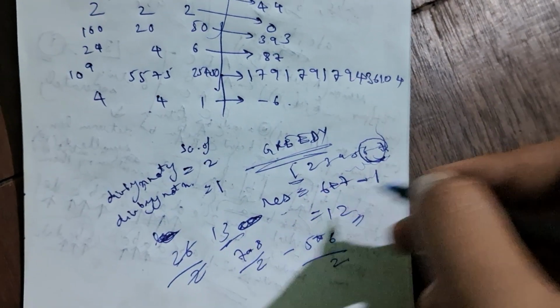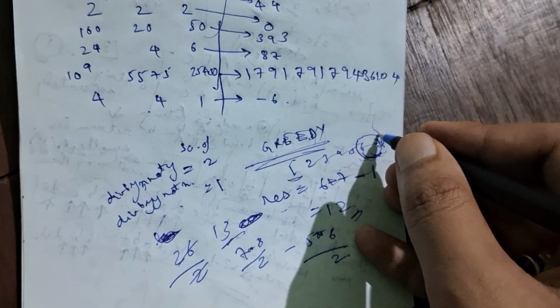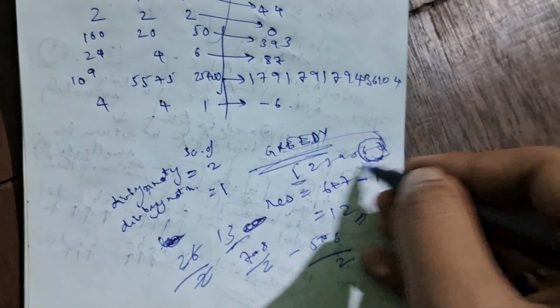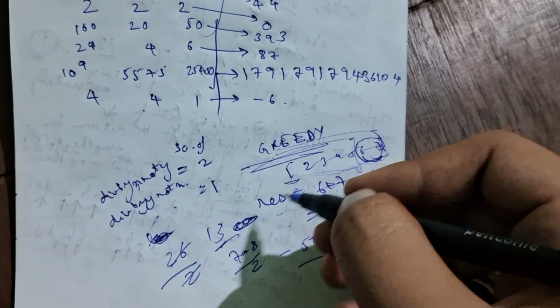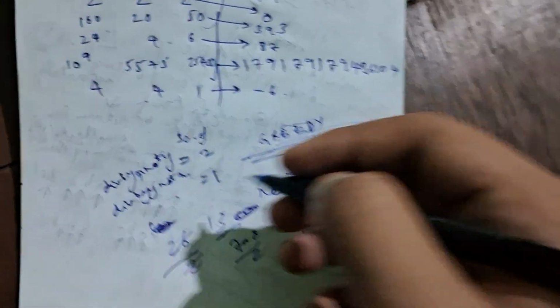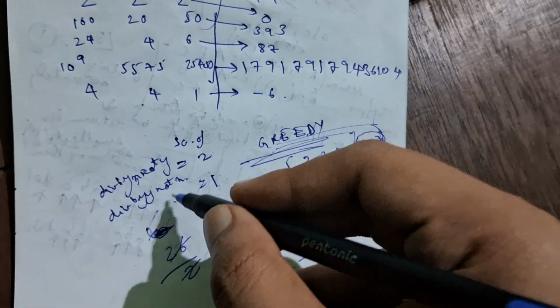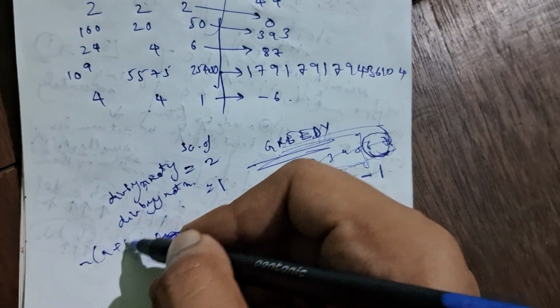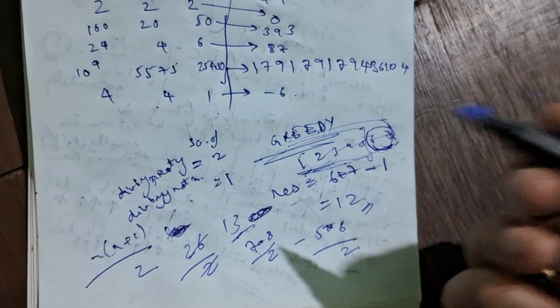How are we doing this? It is the n into n plus 1 by 2 formula. So 6 plus 7 is basically the sum of the first 7 elements minus the sum of the first 5 elements. For this part you are using the simple n into n plus 1 by 2 formula, and for the other part you are using the same formula. Once you're done with it, you can find the result out of this.